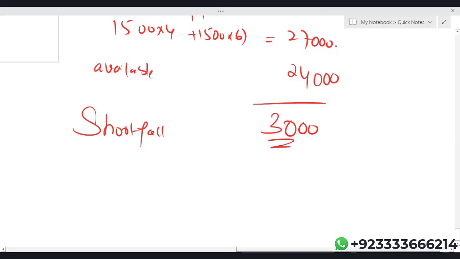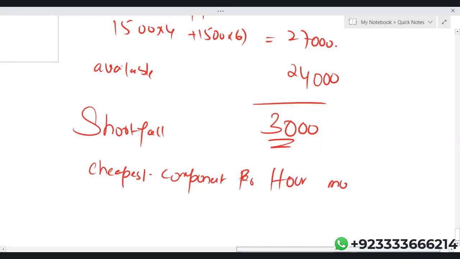So it means that we have to buy externally. The cheapest component per hour must be bought externally.